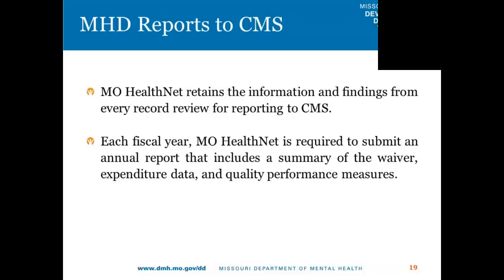MoHealthNet retains the information and findings from every record review for reporting to CMS. Each fiscal year, MoHealthNet is required to submit an annual report that includes a summary of the waiver, expenditure data, and quality performance measures. This report is called the CMS 372 report.